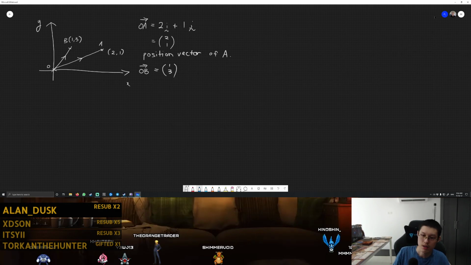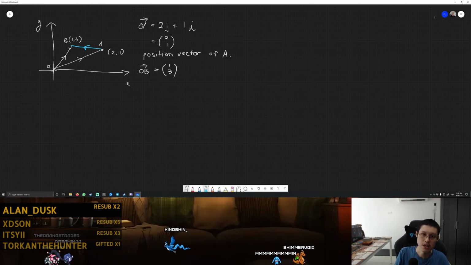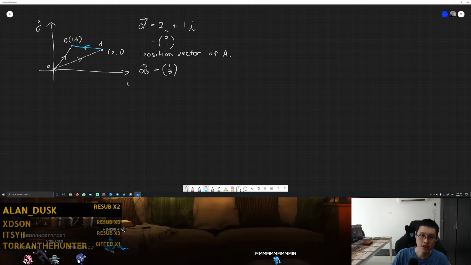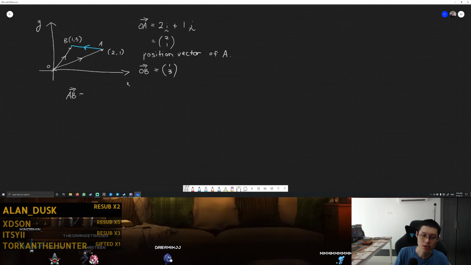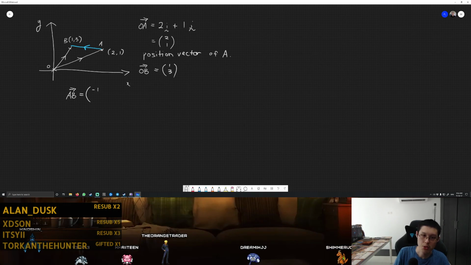Okay? Now, suppose I want to draw a line connecting A to B. If I start at A and I want to go to B, how do I do that? Well, I have to go 1 in the negative X direction and 2 in the positive Y direction to get to B from A, right? So AB, as A to B, is 1 in the negative X direction and 2 in the positive Y direction. So this is what you expect to get if you were to work out what AB is.